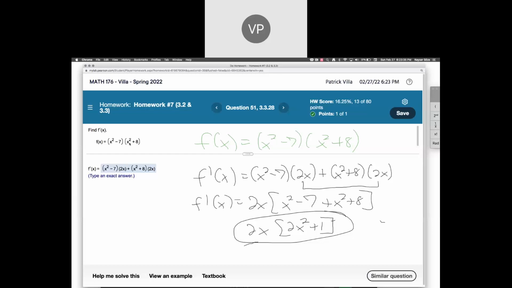That would have worked just the same if you plugged it in there. But as we're seeing here, if it doesn't tell you to simplify, they're going to be fine with the answer. Okay? So pause that if you need to look at it more. And we'll jump on to 55 now.